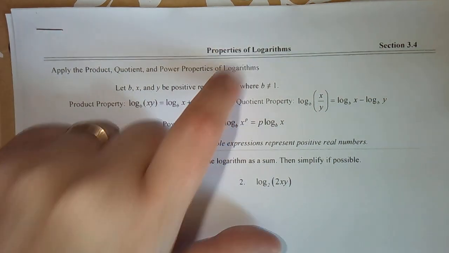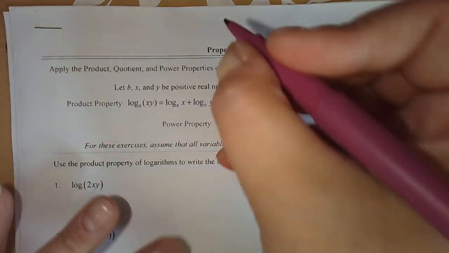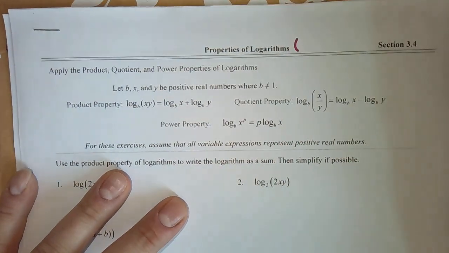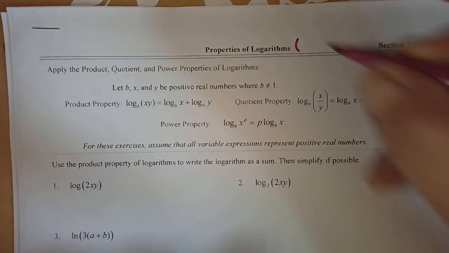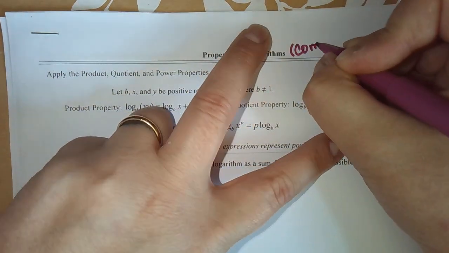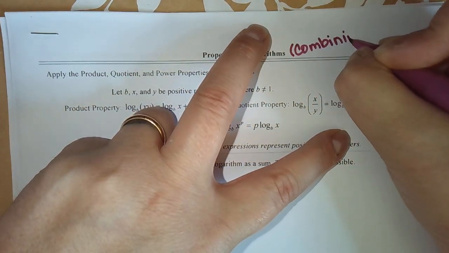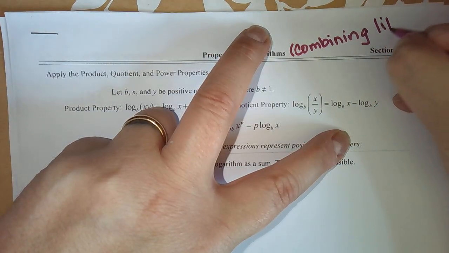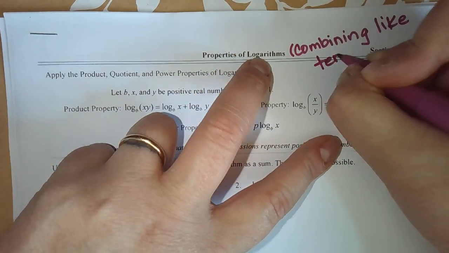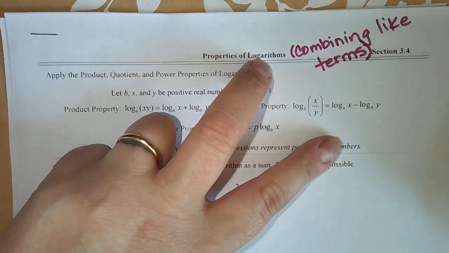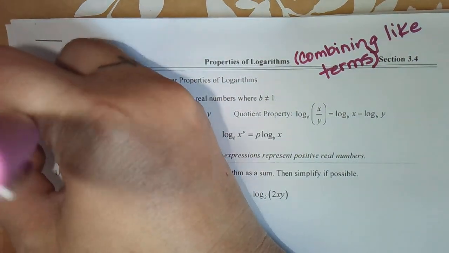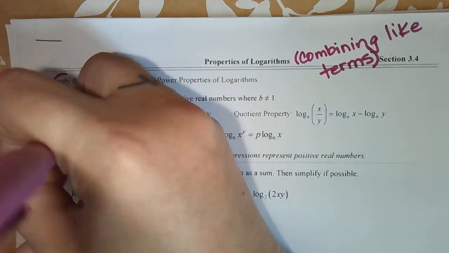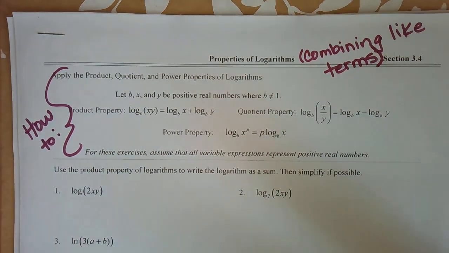And the way I think about properties of logarithms, I kind of use the common words of maybe combining like terms. So these properties of logarithms are basically how to combine like terms or to expand terms.